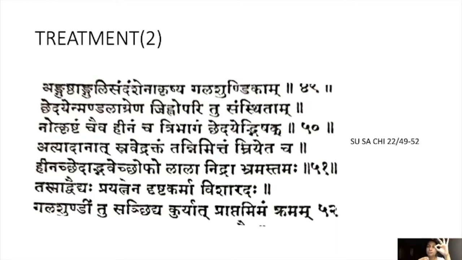Jihva Upari Samstidam, which is touching the Jihva. You have to do the cutting using Mandalagra Shastra. Na utkrishtam cha eva hinam cha: it should not be at the end, and it should not be near the root. That is what is mentioned in Ashtanga Hridaya. Here also, not more, not less. Na utkrishtam cha eva hinam cha. Tribhagam: the one-third you have to cut.